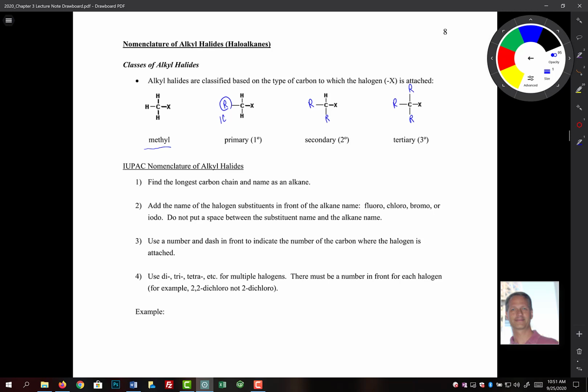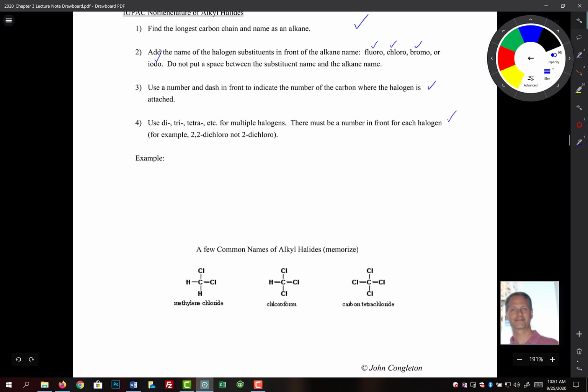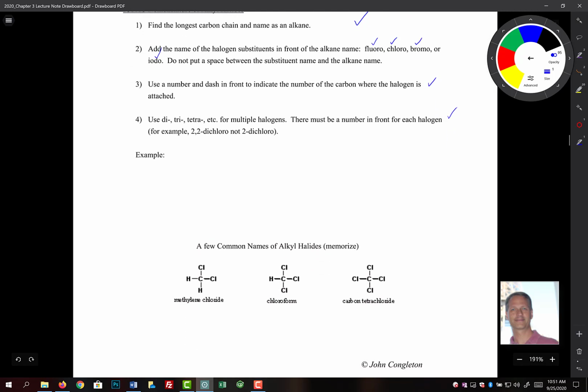Now, the nomenclature is simple. We find the longest carbon chain and we name it as an alkane. We add the name of the halogen substituent in front of the alkane. So it's fluoro, chloro, bromo, or iodo. That is the only new part. Then we use a number and a dash to put it in the right place, and we combine them together, and di, tri, tetra, etc. when necessary. Well, let's do an example here. So let's name this guy.